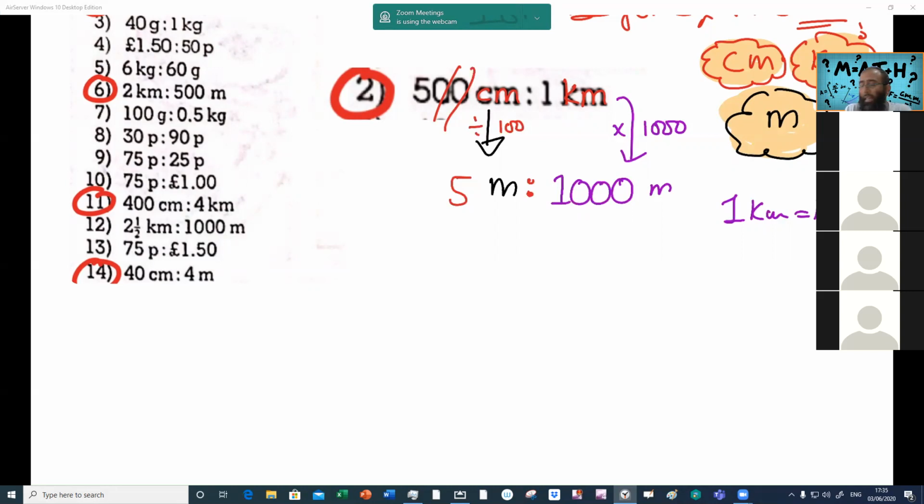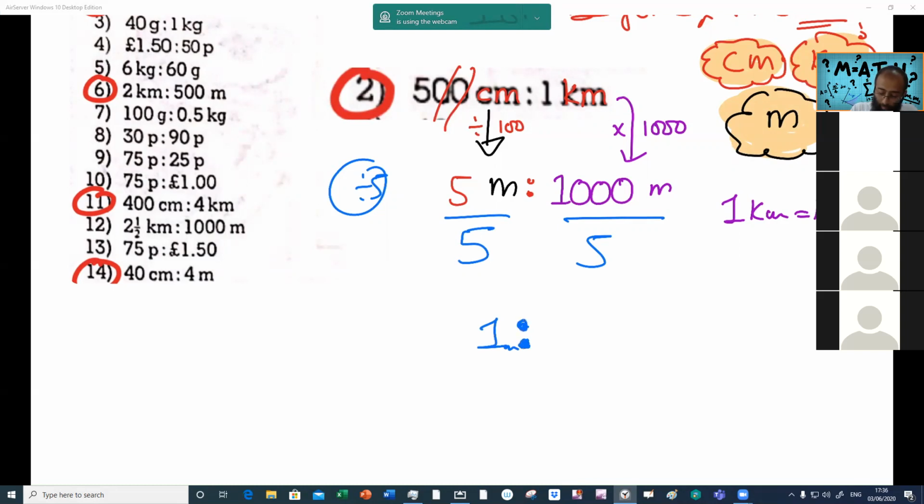Eliza, come back in, please. Now that we have the question in balance, how do we cancel it down? What is the highest common factor of 5 and 1,000? 5, so you have to do 5 divided by 5, which is 1. So it'd be 1 meter for every, and then for 1,000, you divide that by 5, which is 200.